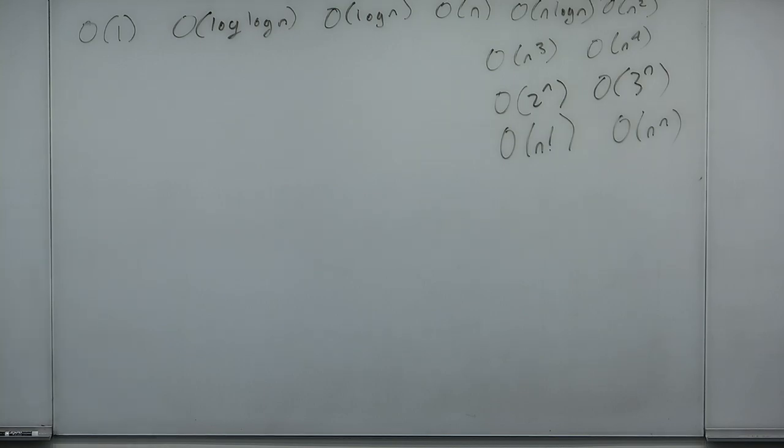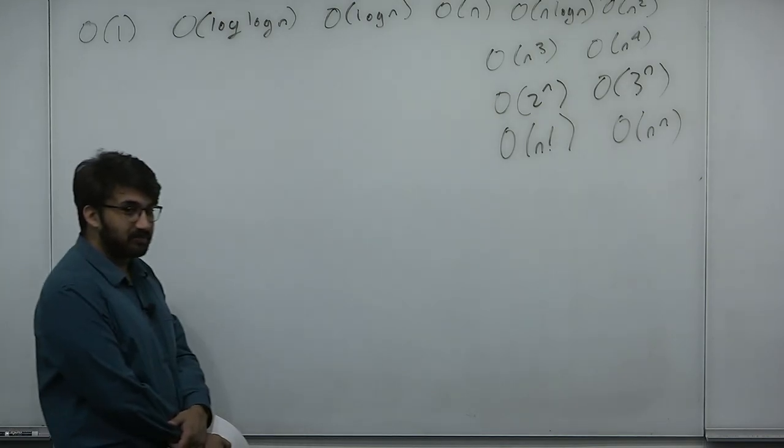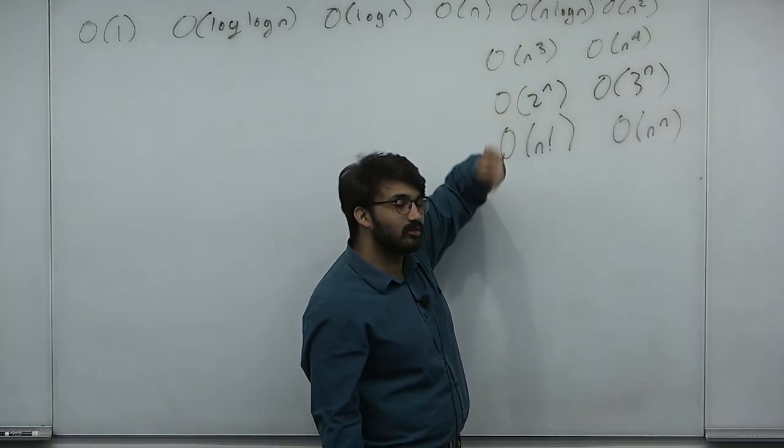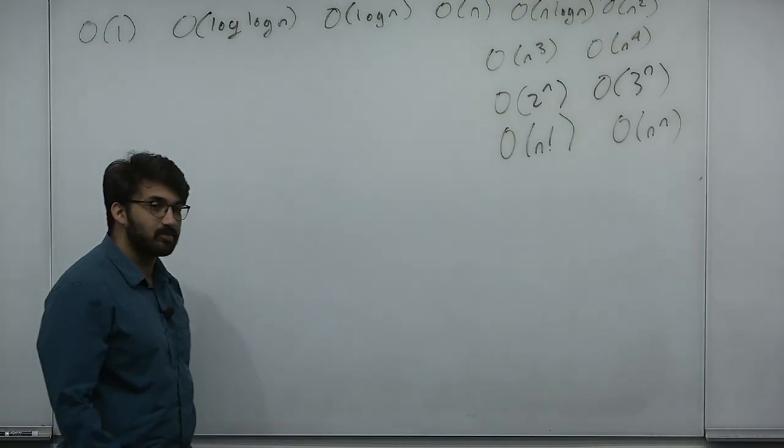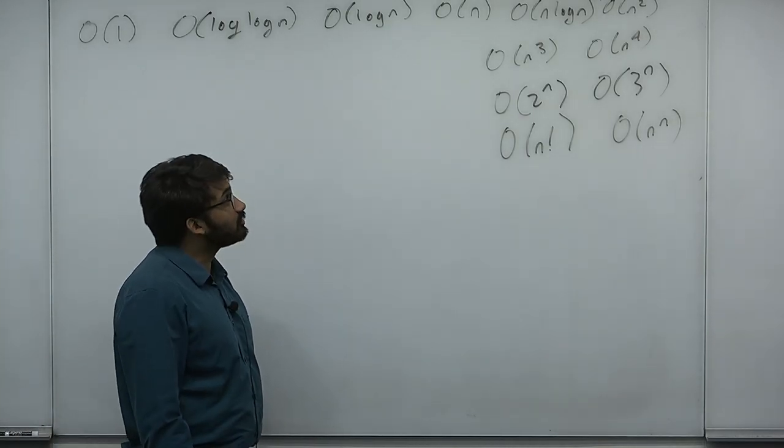What's an algorithm that you know runs in less than n time? Merge sort. Merge sort actually runs in n log n time. Quicksort. Quicksort, I think, also runs in n log n time. Any sorting algorithm, you don't know this yet, but must take n log n steps. Yes? Binary search takes log n time.